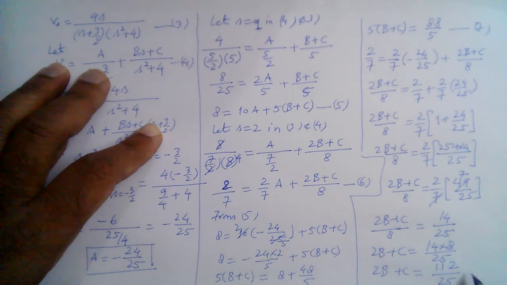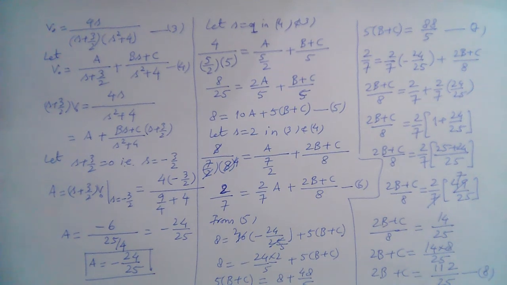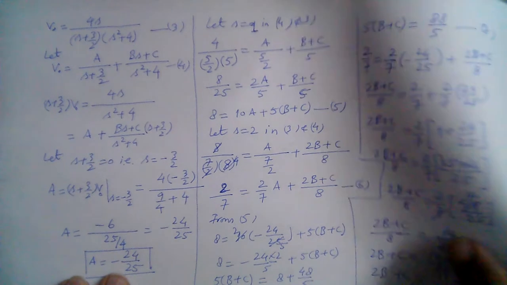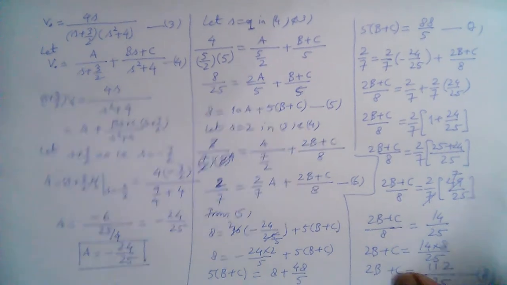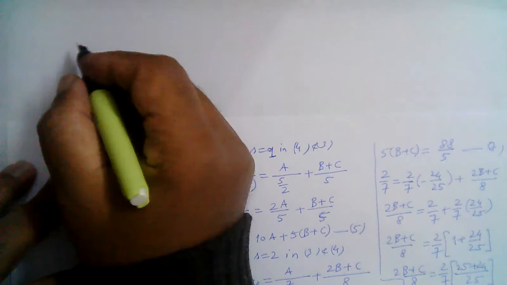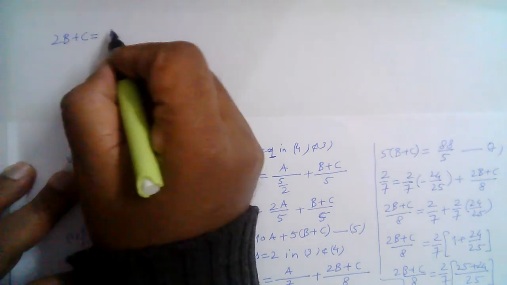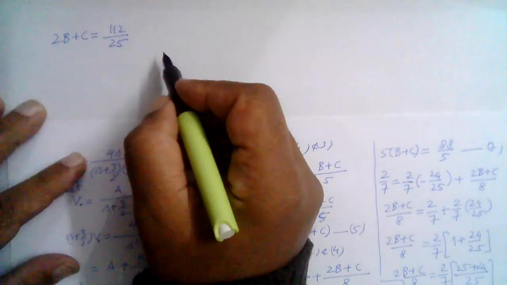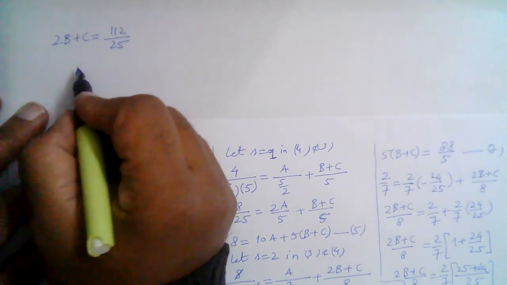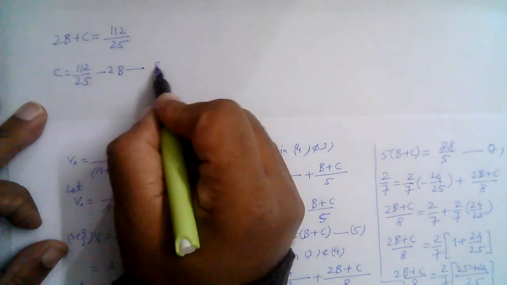So we have another simpler expression, 7 and 8. Maybe we can solve them together. We can substitute the value of, for example, c here. From this we can substitute the value of c. Obviously we can have a simpler method to arrive at this partial fraction, but let's solve it anyway. So from this 2b plus c is equal to 112 over 25. So c is equal to 112 over 25 minus 2b, right? This is our equation number 9.